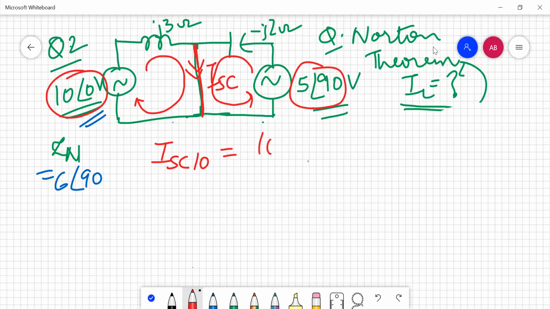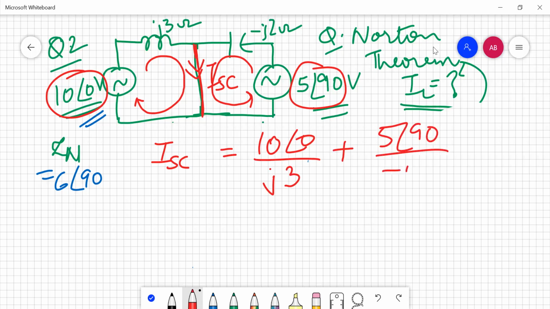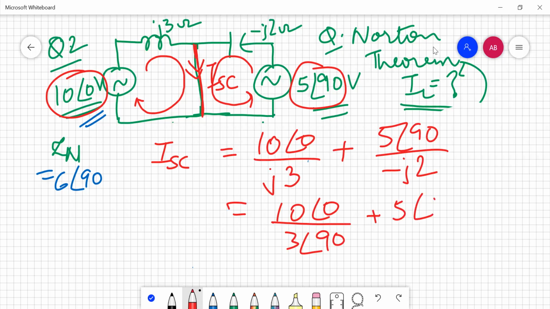So this is going to give me the value of 10 angle 0 divided by j3 plus 5 angle 90 divided by minus j2. So this becomes equal to 10 angle 0 divided by 3 angle 90, while this becomes equal to 5 angle 90 divided by 2 angle minus 90. Now let's solve it and get the result for ISC.